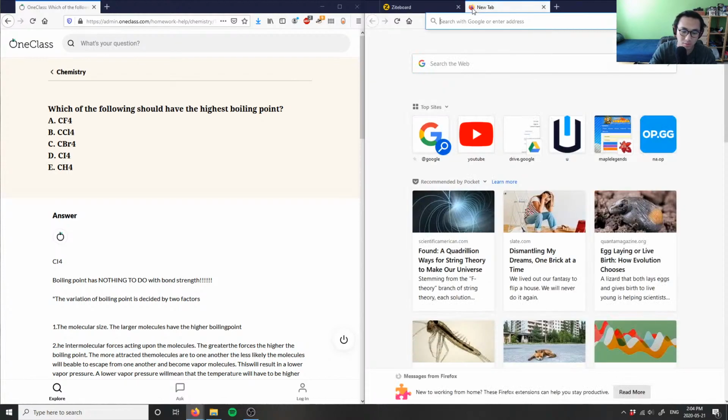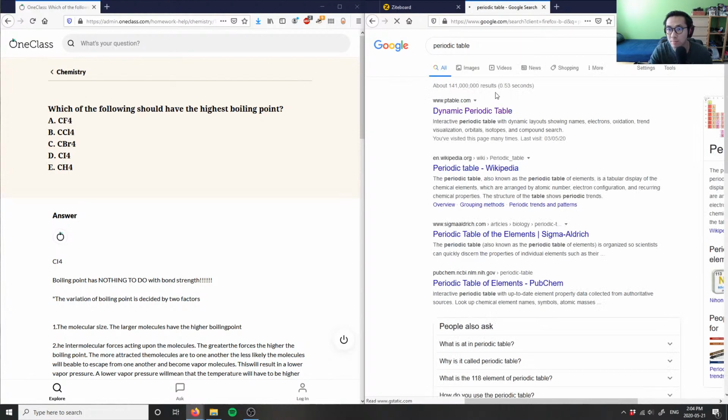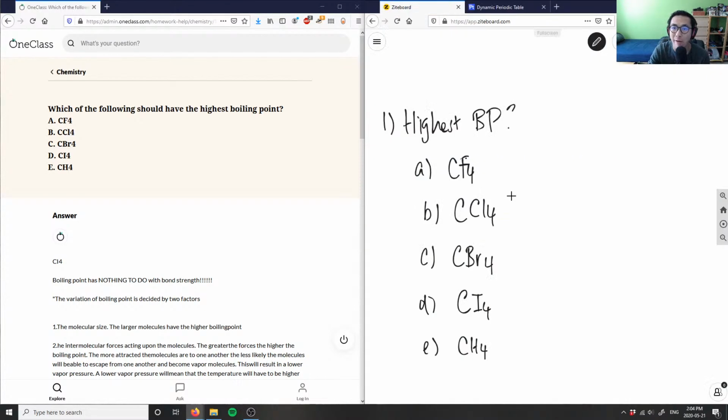So let's look at a periodic table, because we're going to need to know our periodic table to solve this problem. All of these are bonded to carbon, right? As you can see, A through E are all bonded to carbon. The only difference is we have some halogens here: fluorine 4, chlorine 4, bromine 4, iodine 4, and we have CH4, which is methane. CH4 isn't actually a halogen compound, but A through D are. So it's asking us which of these has the highest boiling point.